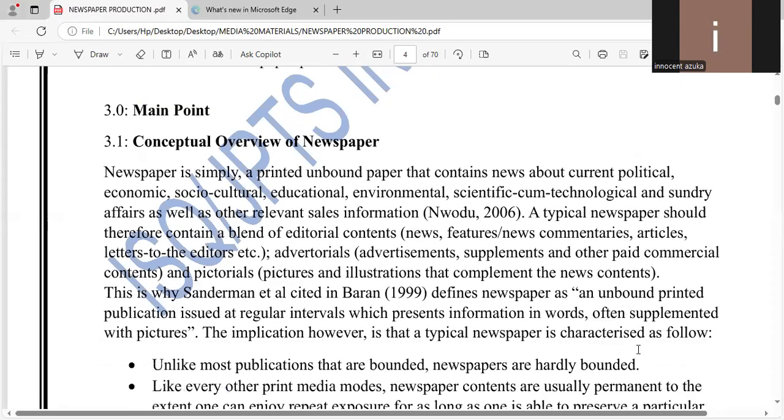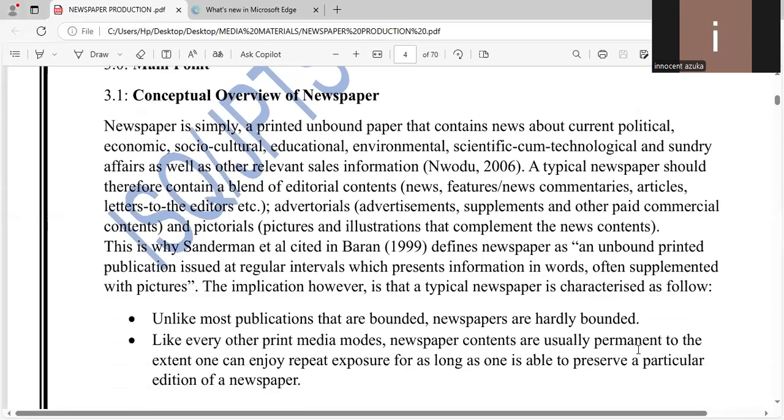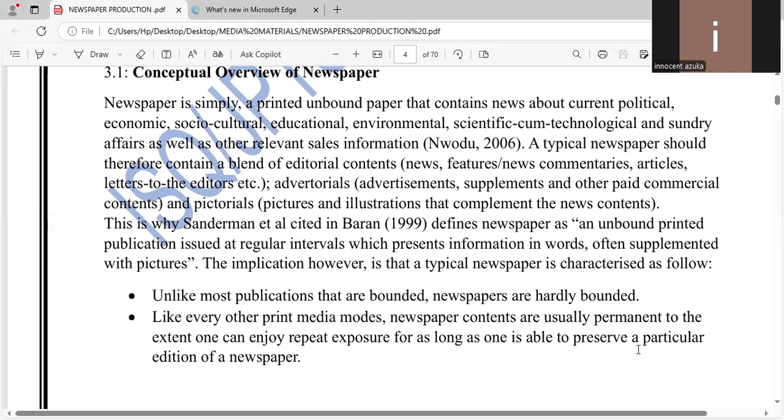A typical newspaper should therefore contain a blend of editorial content, such as news, features, news commentaries, articles, letters to the editors, and advertorial material, which includes the advertisements, supplements, and other paid commercial content, or pictorial content in terms of pictures and illustrations that complement the news content.